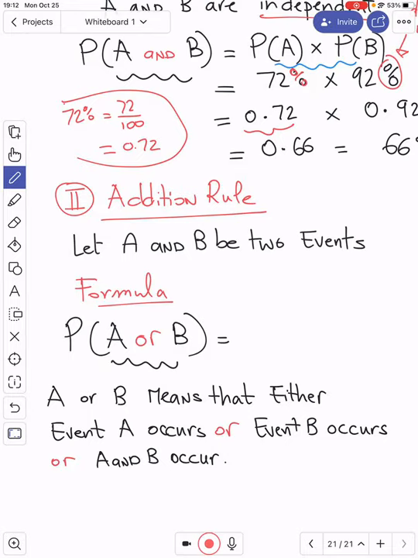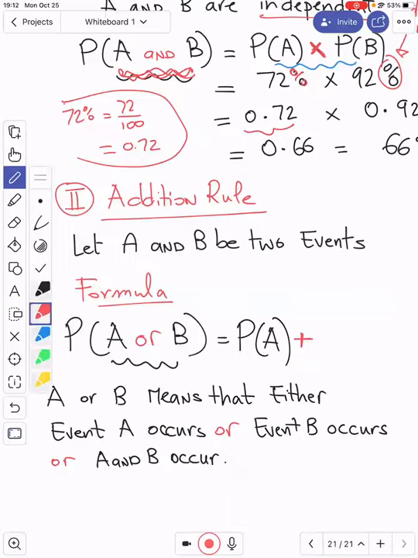I hope you can see the difference between A and B, where we need the occurrence of both events, and A or B, where either A occurs or B occurs, or actually both occur. Now, what's the formula for A or B? It's equal to the probability of A plus, which is why it's called the addition rule. When you have A and B, we multiply, but with or, we add. So the probability of A or B is the probability of A plus the probability of B.